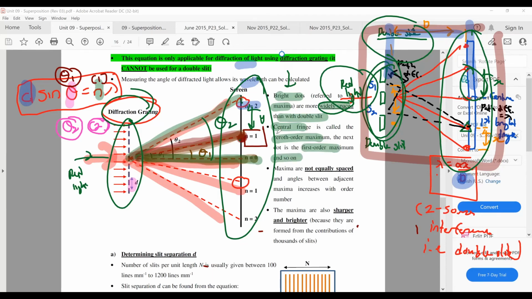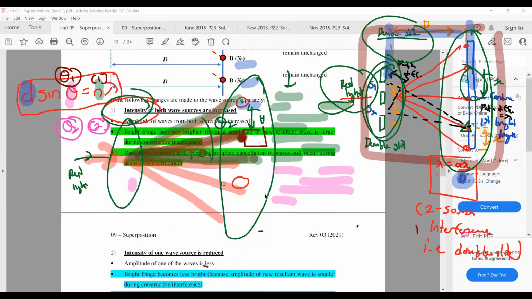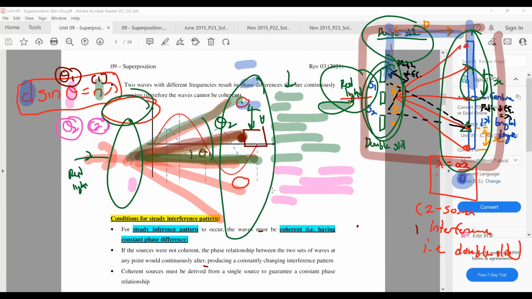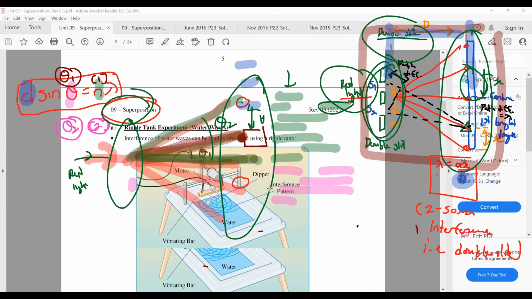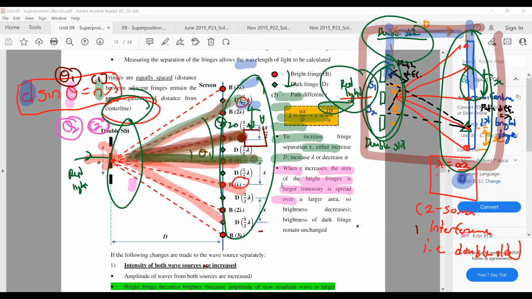Another key difference here between double slit and diffraction grating is this. The maxima are not equally spaced, and the angles between the adjacent maxima increase with order number. So remember last time in the summary for double slit under page 12, I mentioned that the x is the same.